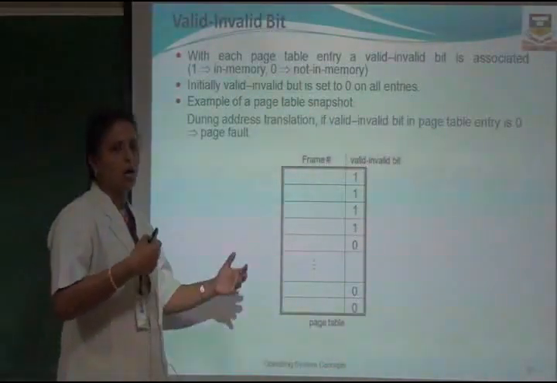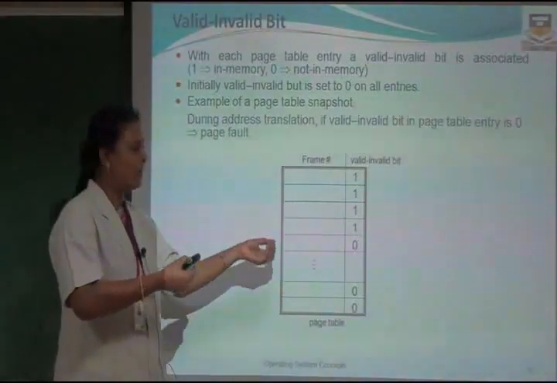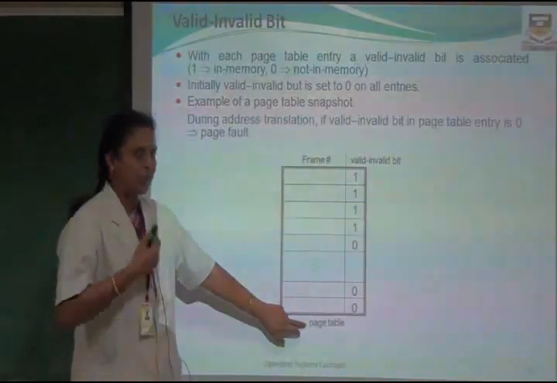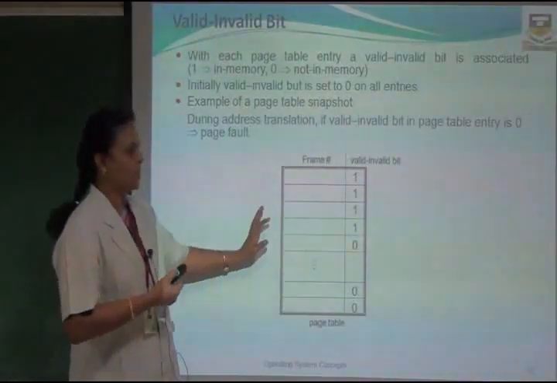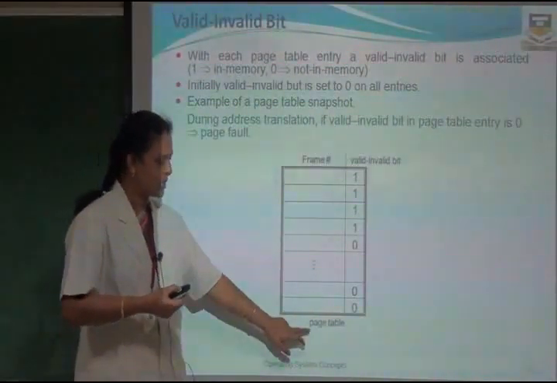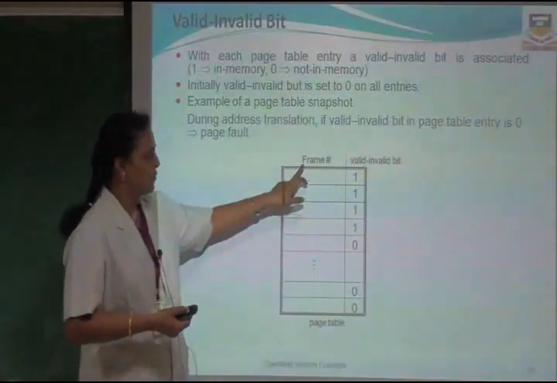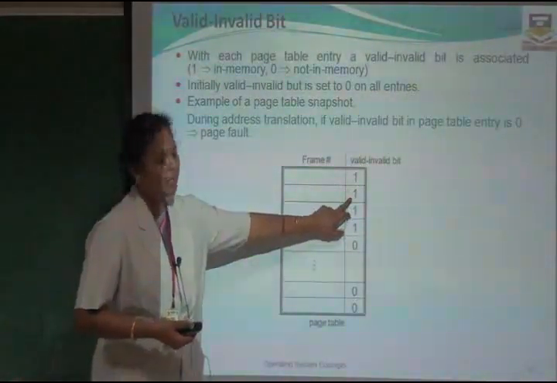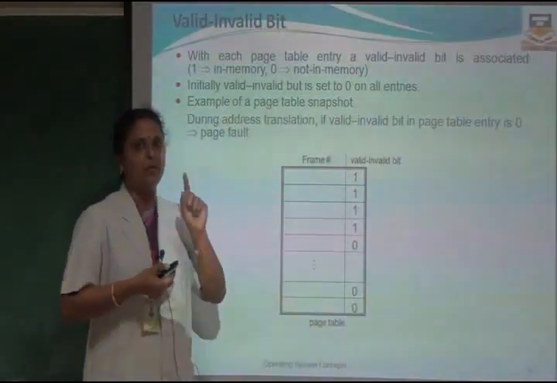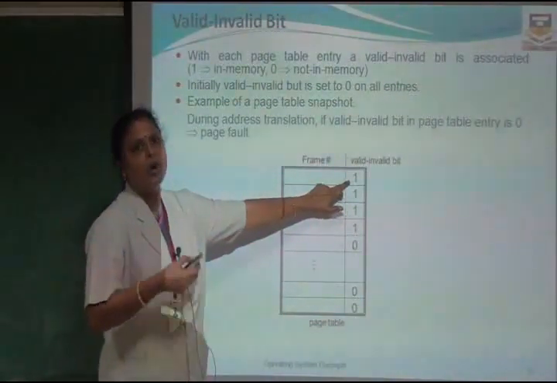So how can the operating system understand whether a particular page is available in physical memory or not? I already told you about the page table. Every process is divided into a set of pages, and for every process there will be a separate page table. The page table has two entries. One is the frame number and another one is the valid invalid bit. That valid invalid bit maintains 1 bit of information. It may have either 0 or 1.